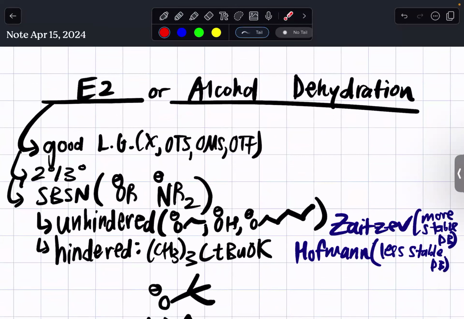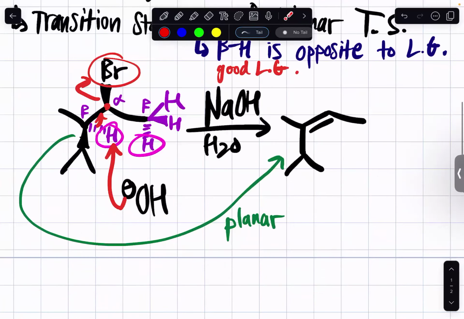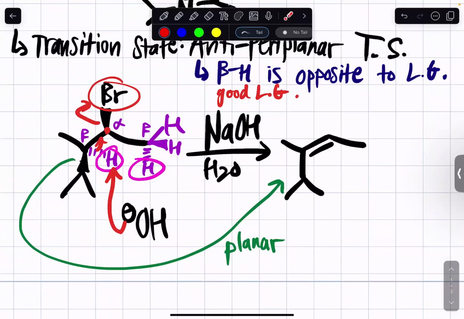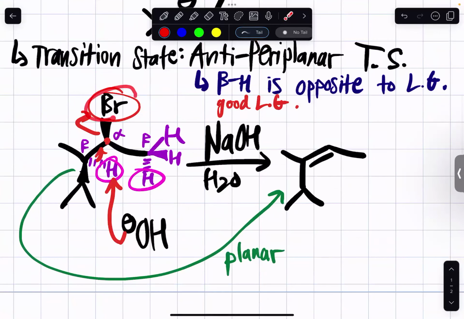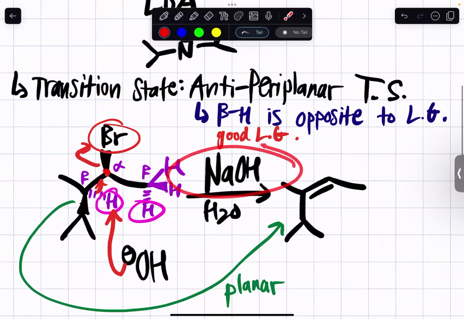It's basically what we did last quarter, right? So we're just going to be focusing on E2 for this. E2, if you're given a good leaving group on a secondary or tertiary substrate with a strong base, strong nucleophile, either unhindered or hindered. That's the sign of E2.